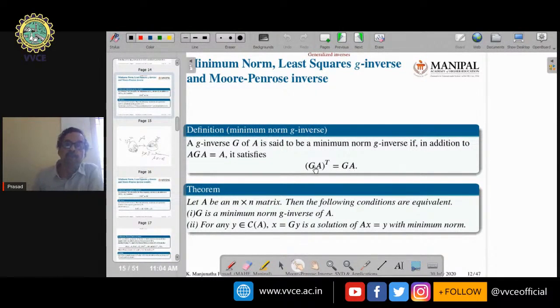So if G is a generalized inverse which gives an orthogonal projector, then it happens to be a minimum norm generalized inverse. In other words, for any y belonging to the column space of A, that means Ax = y, this particular linear system is consistent. For any y belonging to the column space of A, x = Gy, satisfying this property, is a solution of Ax = y with the minimum norm. So this Gy provides a solution with the minimum norm.